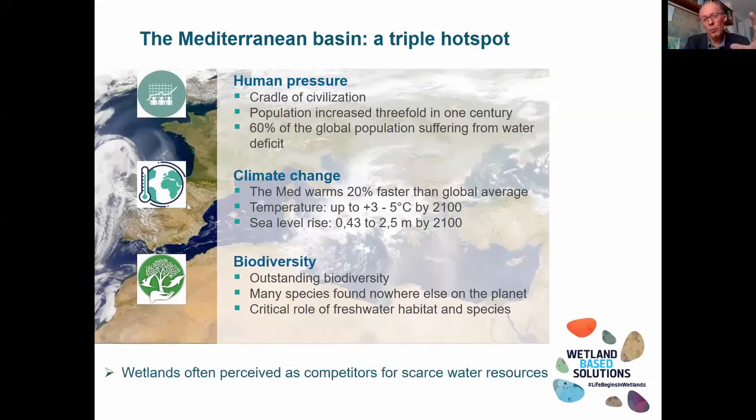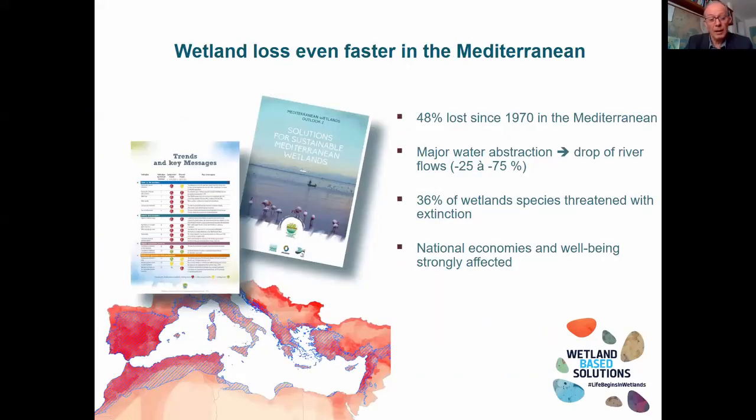Et cette triple pression fait qu'en Méditerranée, les zones humides sont souvent perçues comme des compétiteurs pour des ressources en eau qui sont rares et très convoitées. Et cela arrive à la conclusion que Maria Snoussi présentait à l'instant, c'est-à-dire que ces zones humides disparaissent encore plus vite que cette moyenne mondiale qui est, je dis, 3 fois plus vite que les forêts. Donc, près de la moitié des zones humides disparues depuis 1970.